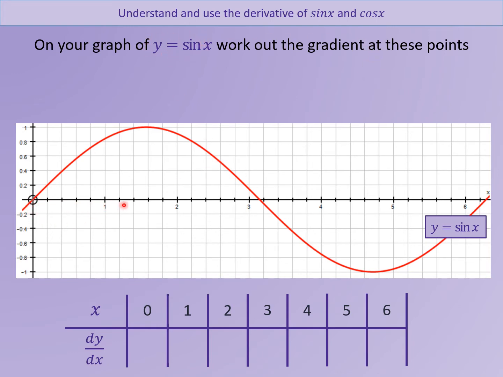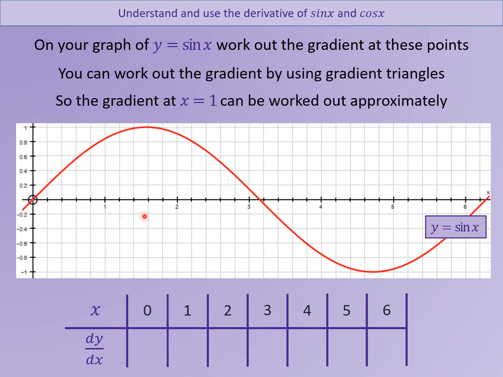So we're going to look at working out the gradient function at some of these key points. The way you work out the gradient at some of the key points is by forming a gradient triangle. If we look at the gradient at 1, we can draw ourselves a tangent line and then roughly calculate what the gradient of that line is. Looking at this, you can see we go roughly up 0.6 and roughly along about 1.1. So the gradient at 1 can be calculated to be about 0.54.